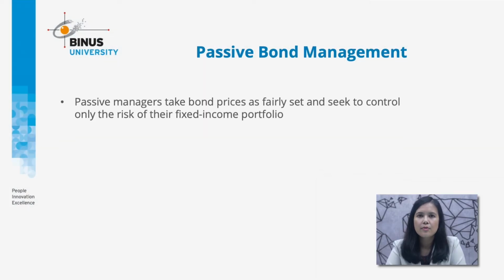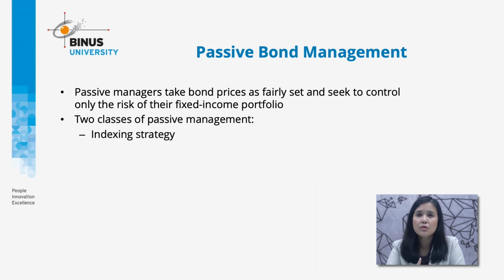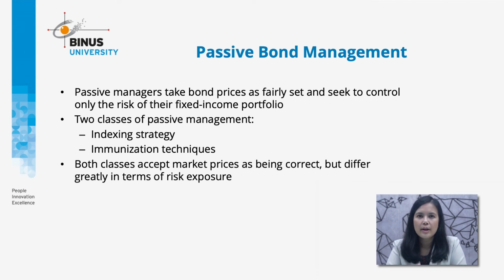Despite the volatility in the financial markets over the last 3 decades, bond portfolios have been shown to produce lower levels of both return and volatility than other asset classes. So, there are also strategies for bond management. Passive management takes bond prices as fairly set and seeks to control only the risk of the fixed income portfolio. Two classes of passive management include indexing strategy and immunization techniques. Both classes accept market prices as being correct, but differ greatly in terms of risk exposure.